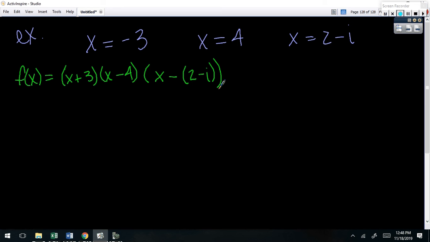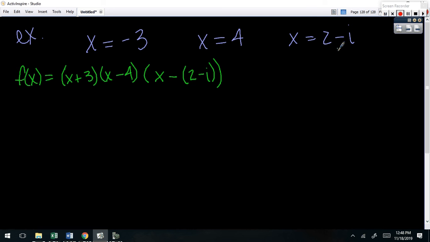Remember, for a zero a, x minus a is a factor. That's what we learned in 2-4, right? You take the zero, x minus the zero is a factor. That's the factor theorem. But if I include a complex zero, I have to also include the conjugate. So if I have a complex zero, I also have to have a complex conjugate zero, okay?